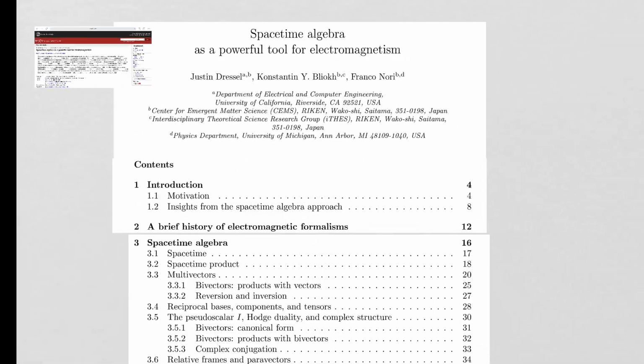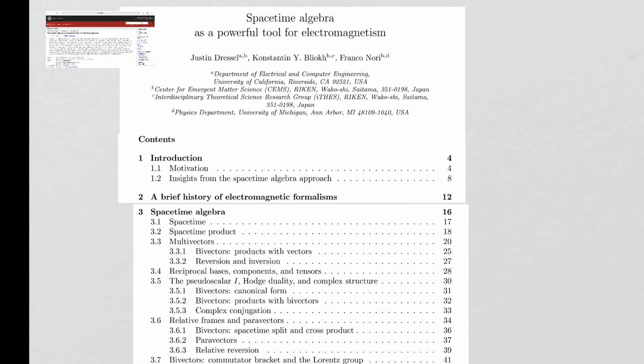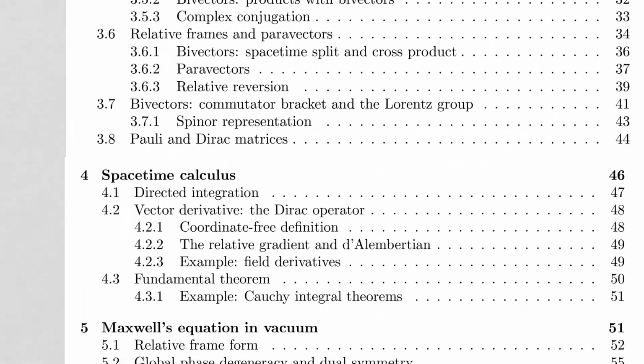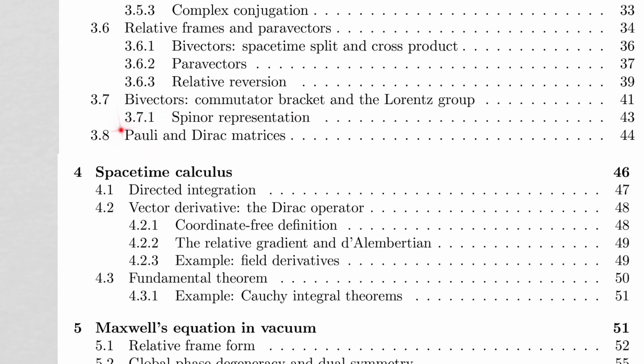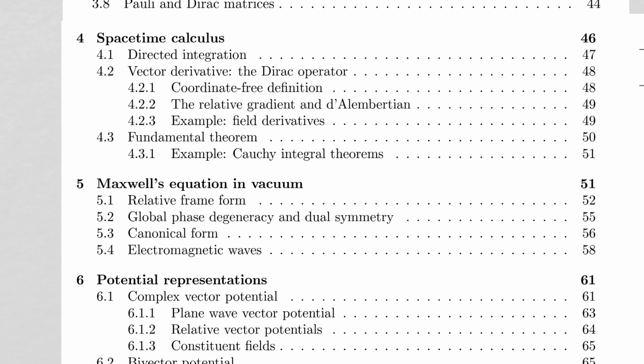Turns out this paper brings us a lot of other things, and we have been diverted a bit in this section here, Pauli and Dirac matrices and the spinor representation, where we took a bit of a diversion into how geometric algebra handles quantum mechanics. What we really need to do is get to somewhere in here in space-time calculus, and then it says Maxwell's equations in a vacuum.